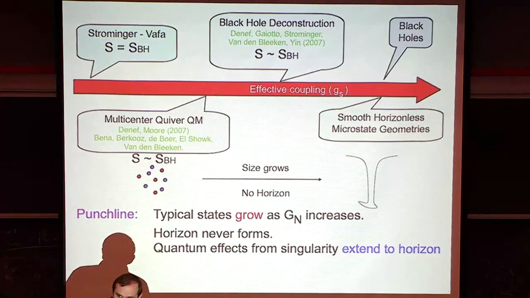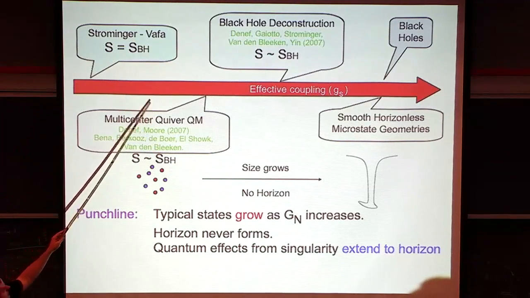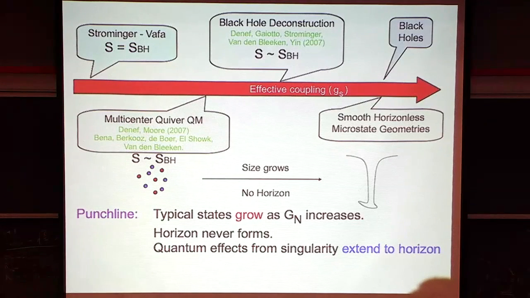And the story for supersymmetric BPS microstates seems to be the following. When you go from Strominger-Vafa and you count the entropy at 0 coupling, and then you increase the coupling, make the coupling bigger and bigger, at some value of the coupling this is described by this multi-center quiver quantum mechanics, and you can find that essentially the black hole entropy comes from big things which don't have a horizon, which actually grow with the string.